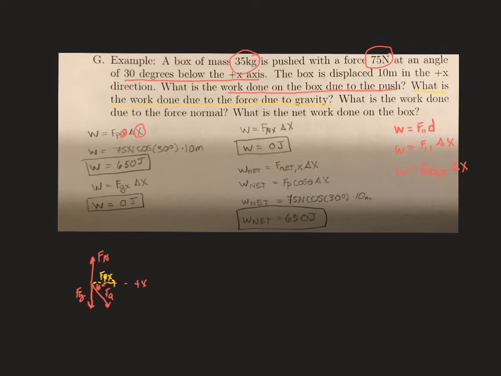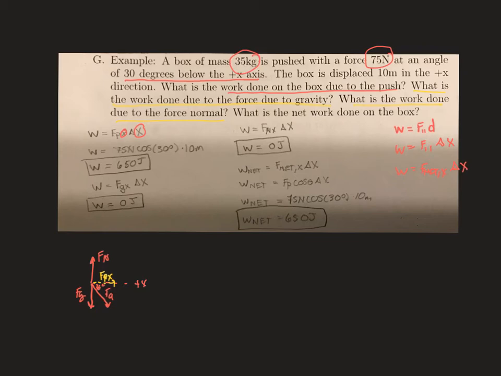Our next part asks us, what is the work done due to the normal force? If we look down here in our free body diagram, the force normal points in the positive y direction. None of it is pointing in the x direction, so we plug in 0 for the force normal in the x direction, because all of it is in the y direction, and multiply that by 10, and 0 times 10 is still equal to 0. So no work is being done by the force normal.